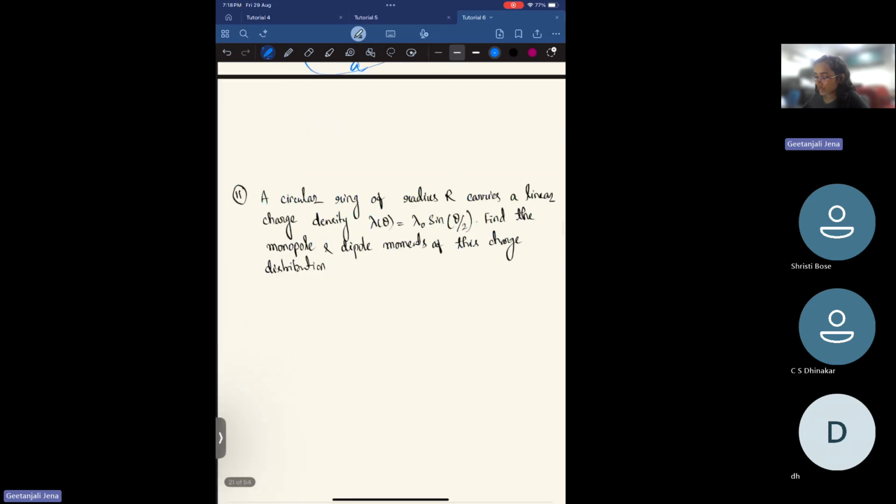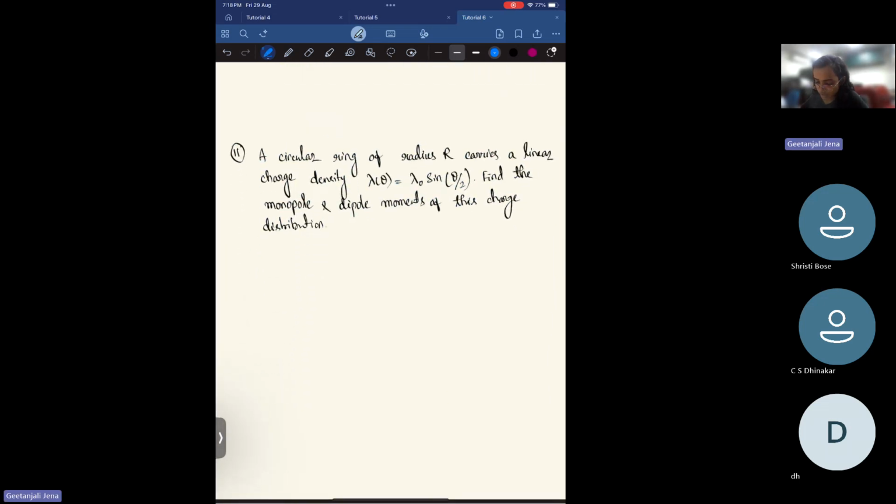Okay, so let us move to our next problem. This is related to the continuous charge distribution. So you have a circular ring of radius r. It has a linear charge density lambda theta. Let me draw it first.